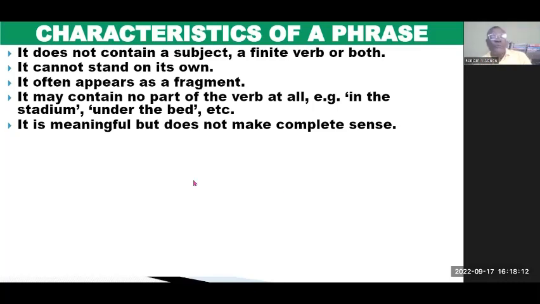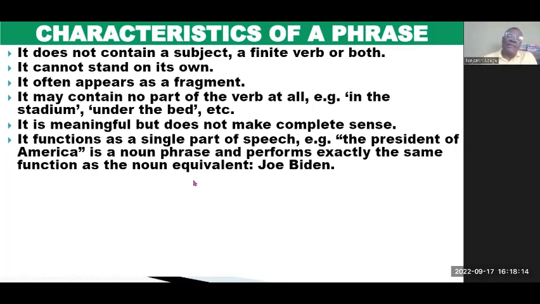So let's now move on. The phrase functions as a single part of speech. For example, the President of America is a noun phrase, and it performs exactly the same function as the noun equivalent Joe Biden. You see? So a noun is a naming word. But then we can call a noun phrase a group of words, all right, that names something or someone.